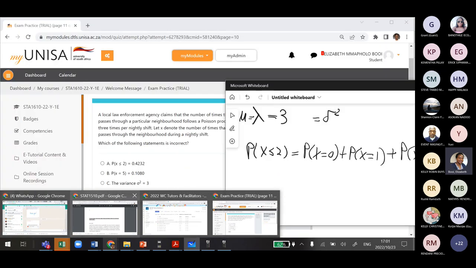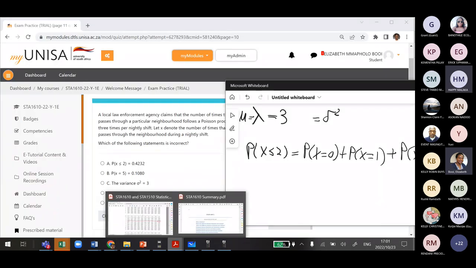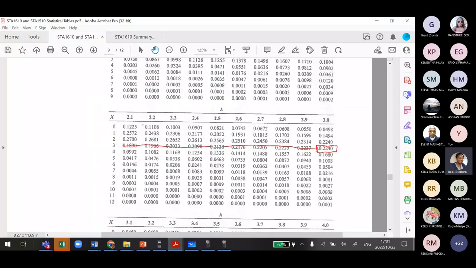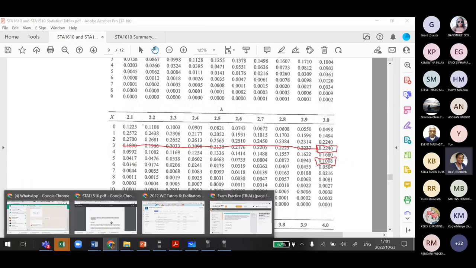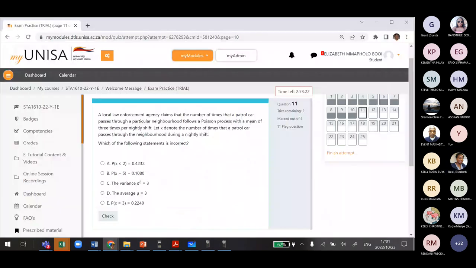Number two is incorrect. Sorry. Yeah, I wrote the value wrong. Number two is... it's 0.1008. I read it wrong. Sorry, my bad. This is the incorrect. B is incorrect. B is the incorrect value.